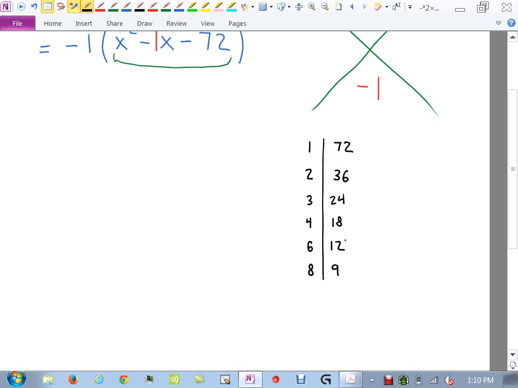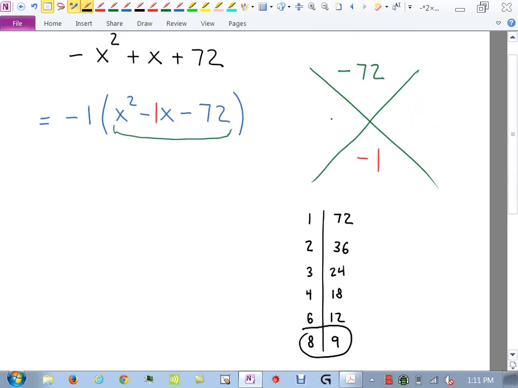Now I just got to mess with the signs a little bit. So there are candidates, 8 and 9. I just got to get their signs right. So I'm just going to throw these two into the x. Now, which one's positive, which one's negative? Negative is on the 9, positive is on the 8. And we're done.